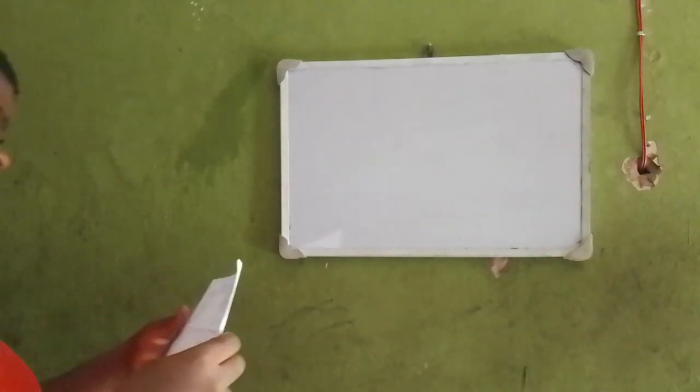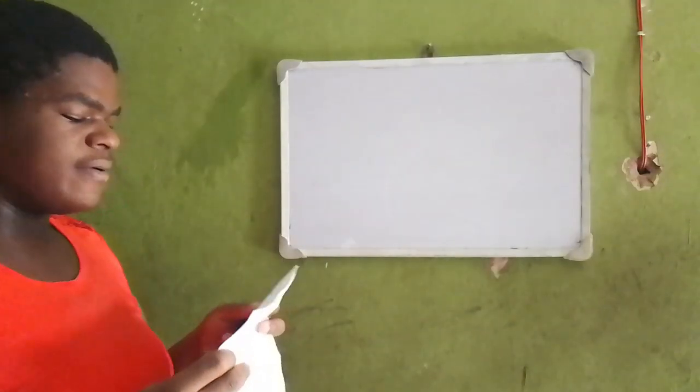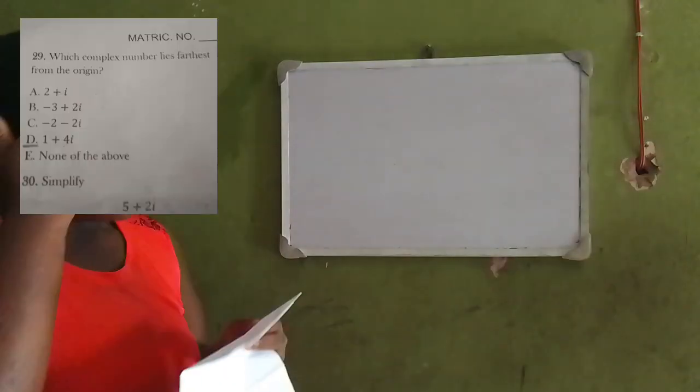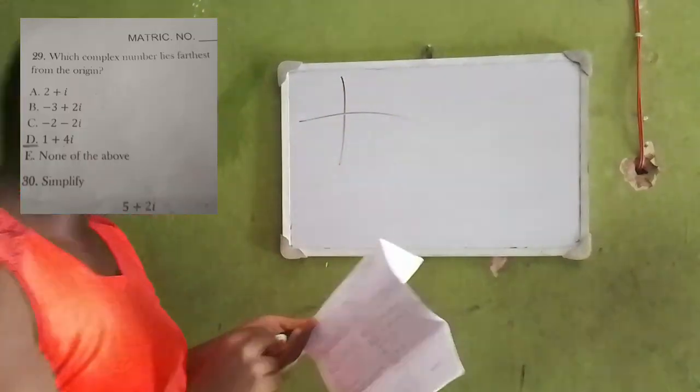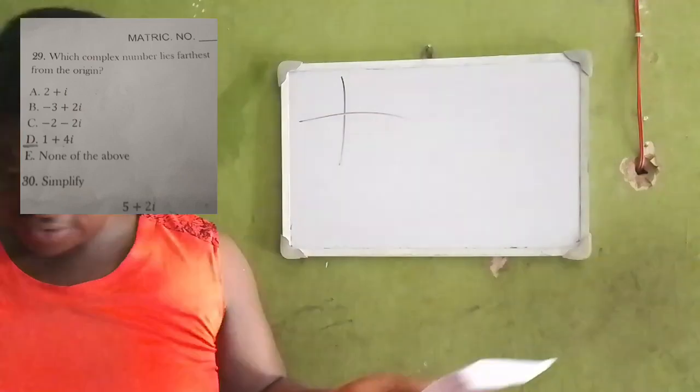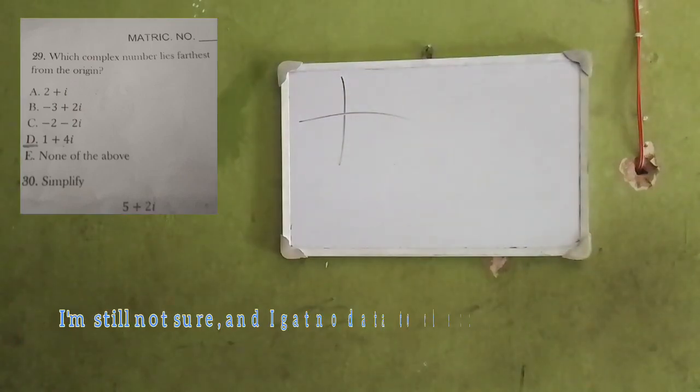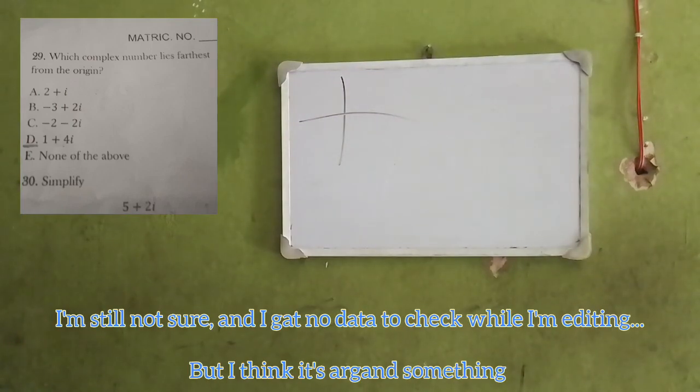Let's go to question 29 now. Okay, question 29 is on the other paper. Question 29: which complex number lies farthest from the origin? So now we have a Cartesian plane, or no, it's not the Cartesian plane they call it for complex numbers. I've forgotten the name of the person it is named for, but we have his graph, his plane.